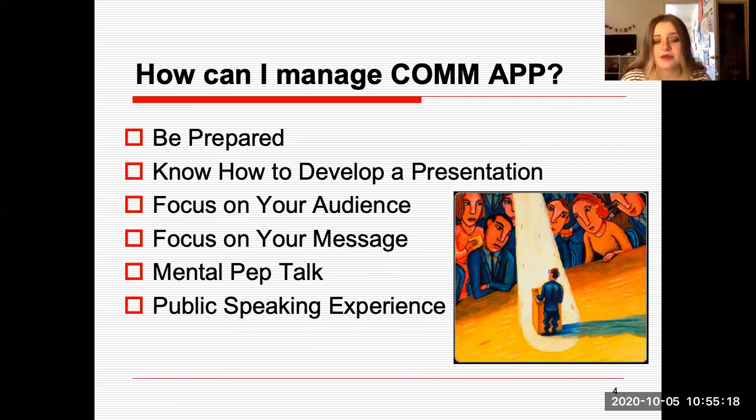The most important one, I would say, is to be prepared. The book also suggests that you know how to develop a presentation, focusing on your audience, your message, a mental pep talk, and then public speaking experience. While I think all of them are very important, I do think being prepared is the top one.